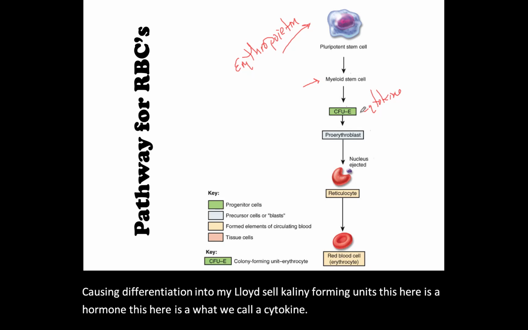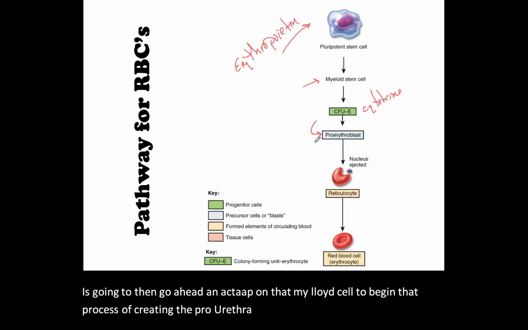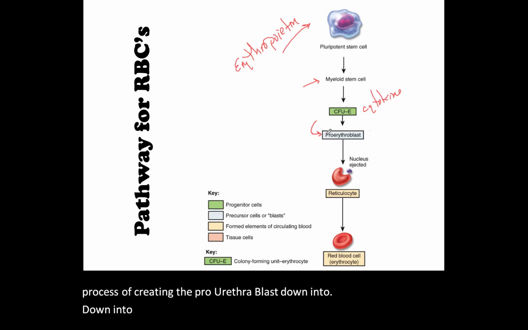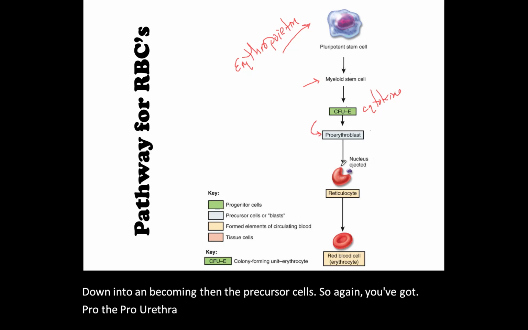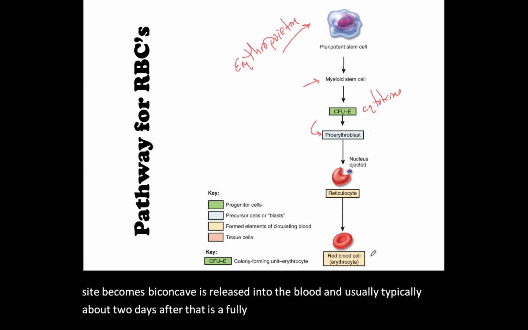It is going to then act upon that myeloid cell to begin that process of creating the proerythroblast and becoming then the precursor cells. All right, so again, you've got the proerythroblast. It loses the nucleus, becomes the reticulocyte, becomes biconcave, is released into the blood, and typically about 2 days after that, is a fully functioning red blood cell.